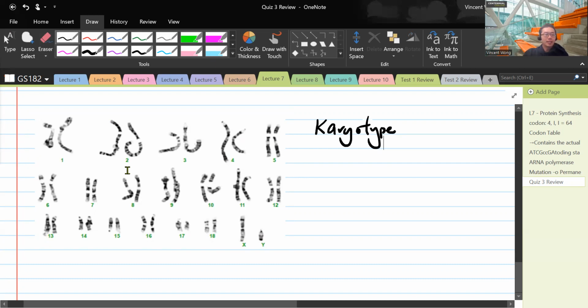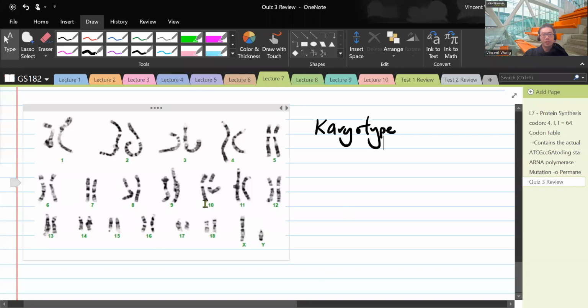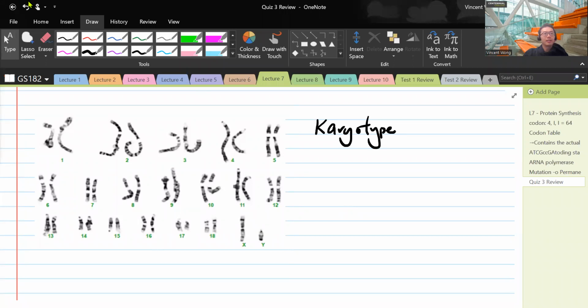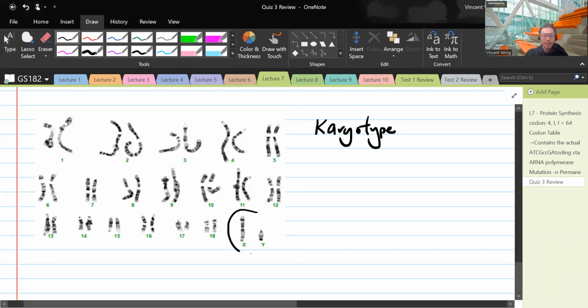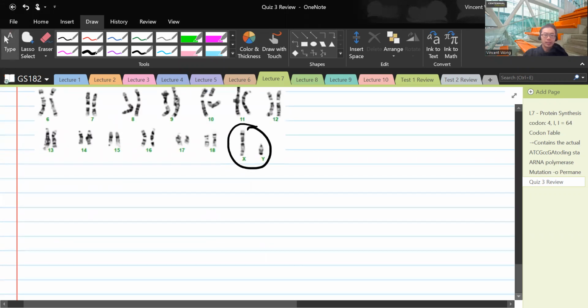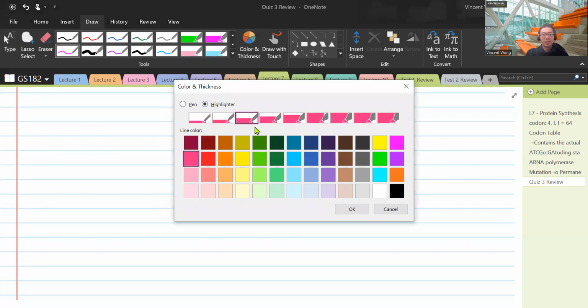Okay, and is this a male or female? What is the sex of a person with a karyotype like that? Yeah, that's a male, right? Because it is XY. So you should be able to tell. If I show you a picture, there is a Y, exactly. If you see XX, then it's going to be female. Very good.